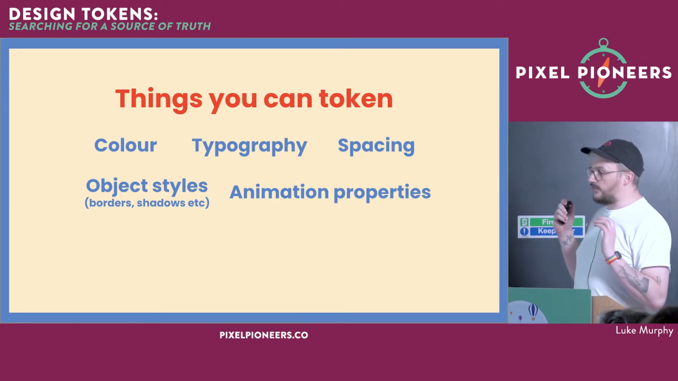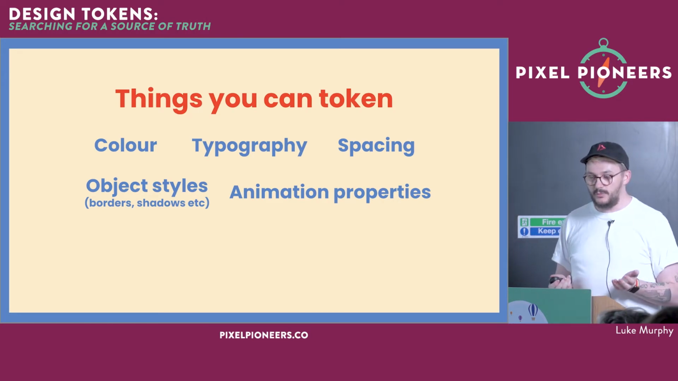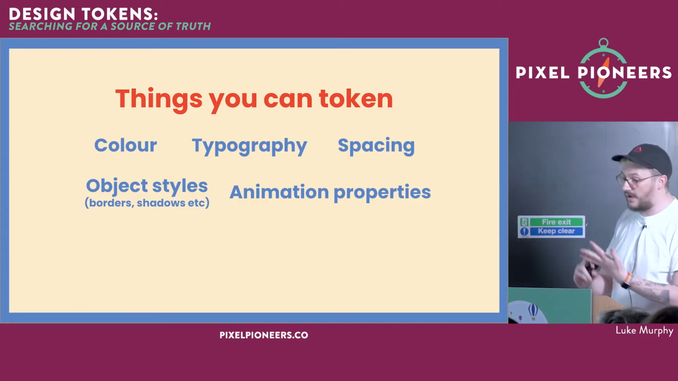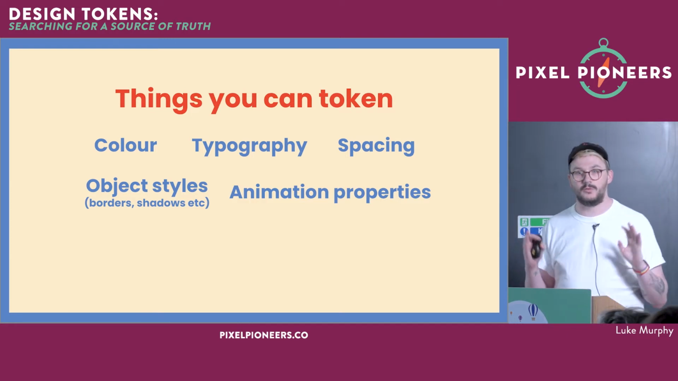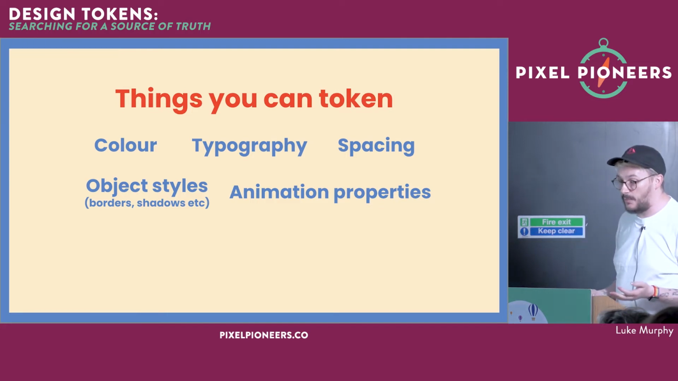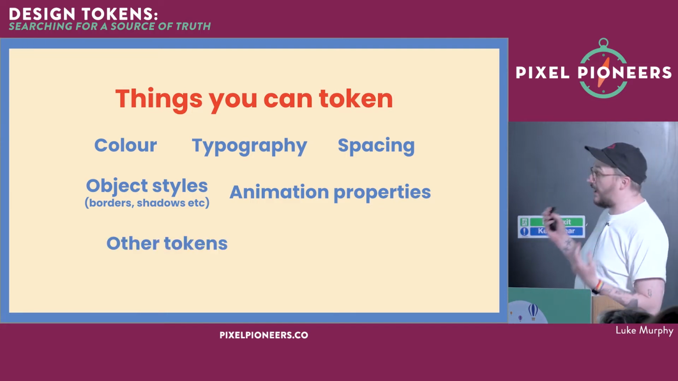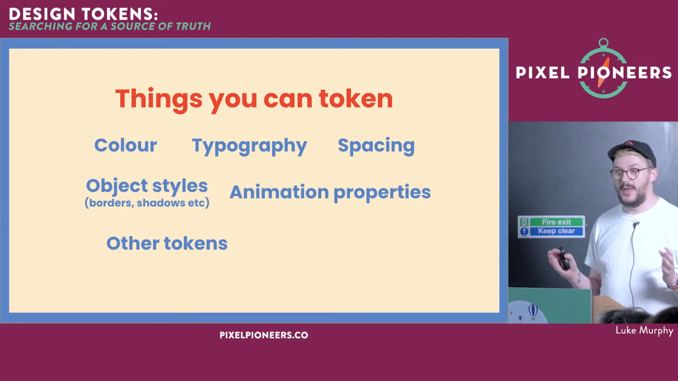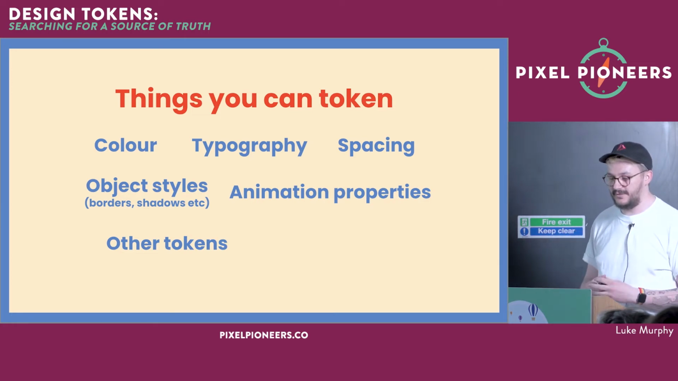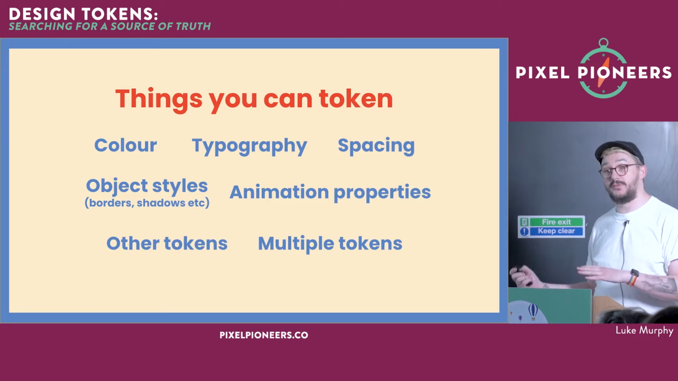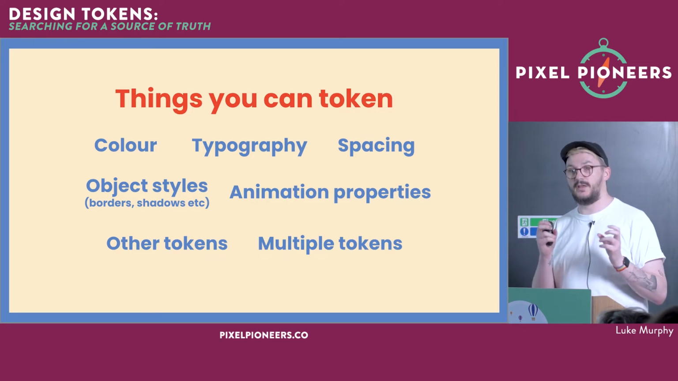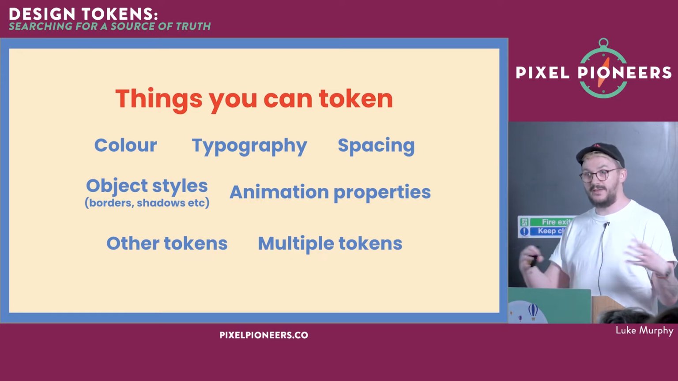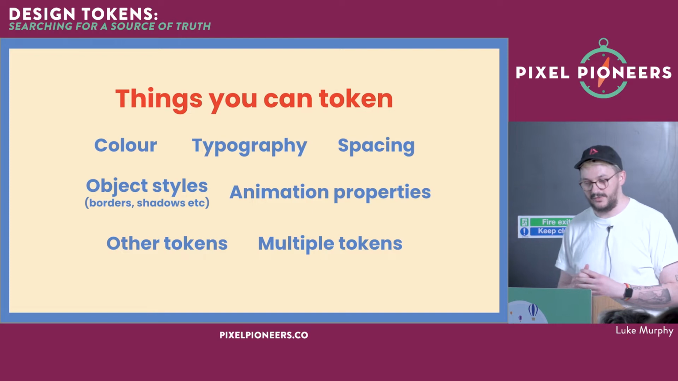So what can you turn into these spicy variables? So far we have things like color, typography, spacing, object styles like borders, gradients, shadows, backgrounds, animation properties. You can also have alias tokens, which are tokens that reference other tokens, meta. This becomes relevant later. And you can have composite tokens, which are a token that basically pull in from a bunch of different tokens and create a single token, which I'm not going to touch today.